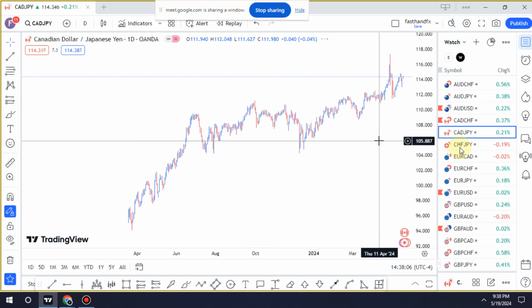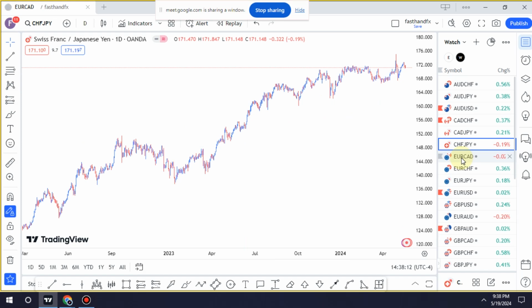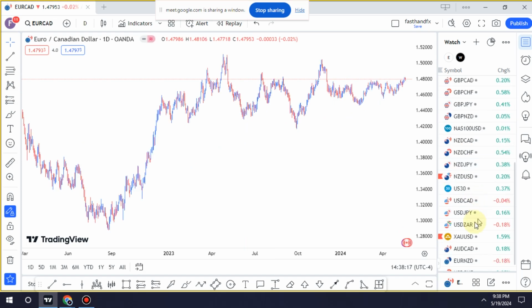So let's find a bearish market. USD, USD/ZAR, I think. Yeah.